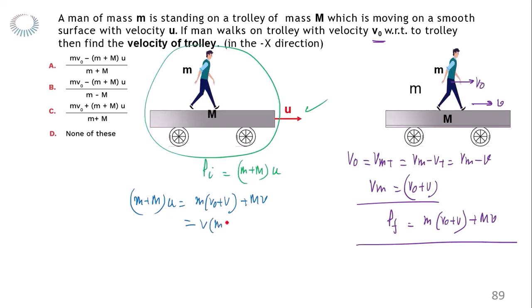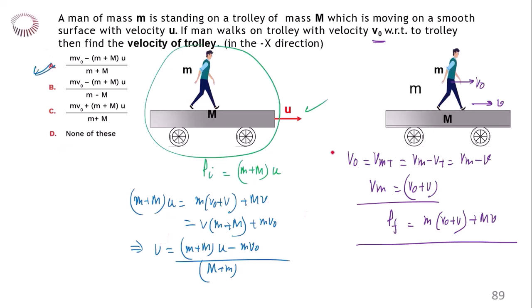So (M plus m) into v plus m into v naught. So from that, I am getting the value of v should be equal to ((m plus capital M) into u minus m into v naught) whole divided by (capital M plus small m). Okay, so this was the answer. So if you compare, none of the answers is correct. But I will take option A.